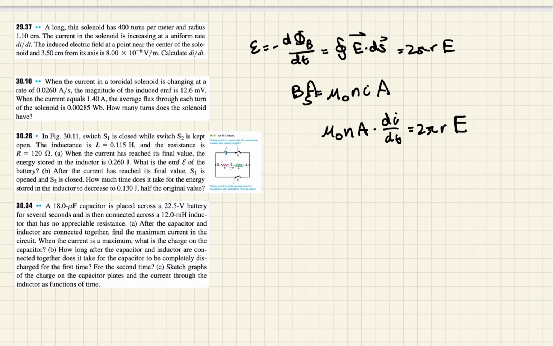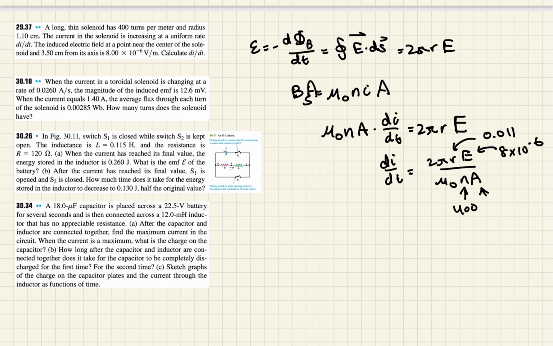Okay, that means that isolating for dI/dt, it's equal to 2 pi r E over mu naught n A. And we just have to solve for dI/dt. So plug in what we know. r is 0.011 because 1.1 centimeters. E is 8 times 10 to the negative 6. n is 400. A is pi r squared. Actually, so the pi and pi cancel. And this r actually cancels with one of the r's here. So that actually is 0.011. So if you want to simplify it a little bit, you can. But it doesn't really matter that much.